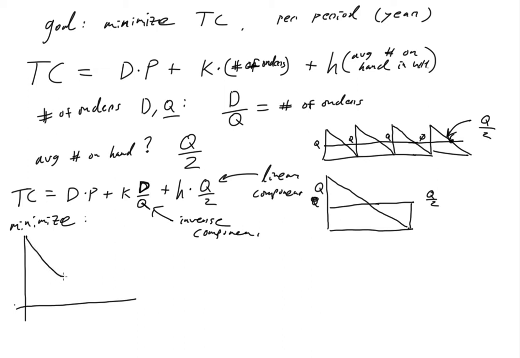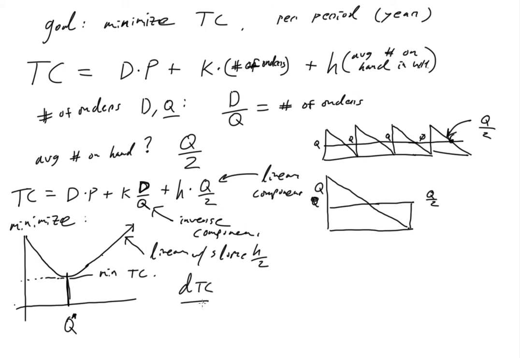It's going to have that inverse component, but then ultimately, as the inverse component disappears, it's going to go up and then become basically linear with slope h over 2 right there. Okay? But there should be some point right there, which we'll call Q star, which is the amount you should order, and that's going to give you the minimum total cost.